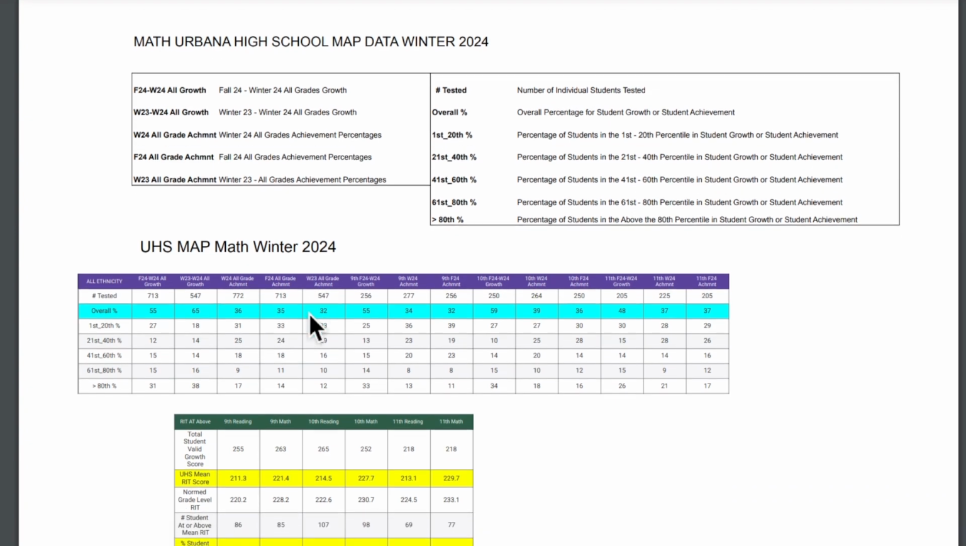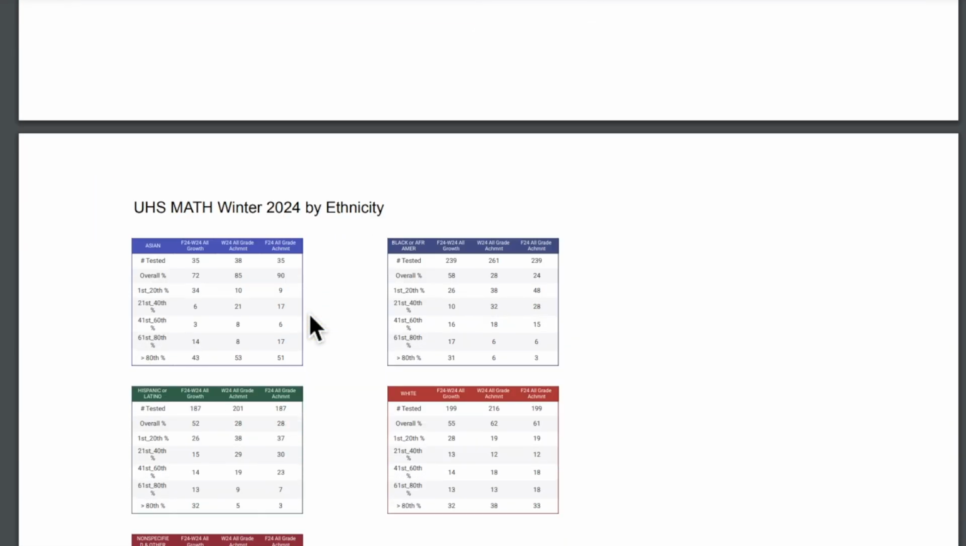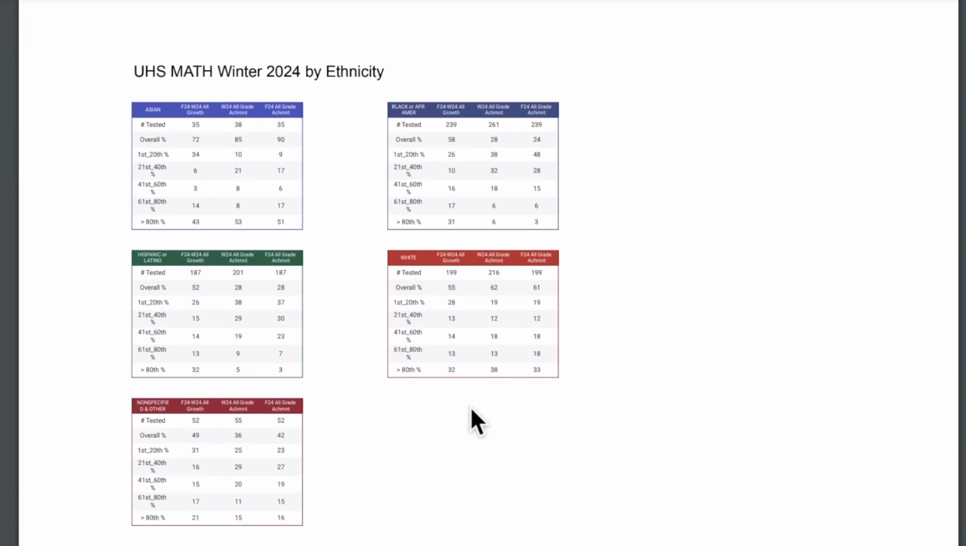Again, you have your key, and then you have your math data. And math data just doesn't have the winter 23 scores, but you also can look at it based on ethnicity.